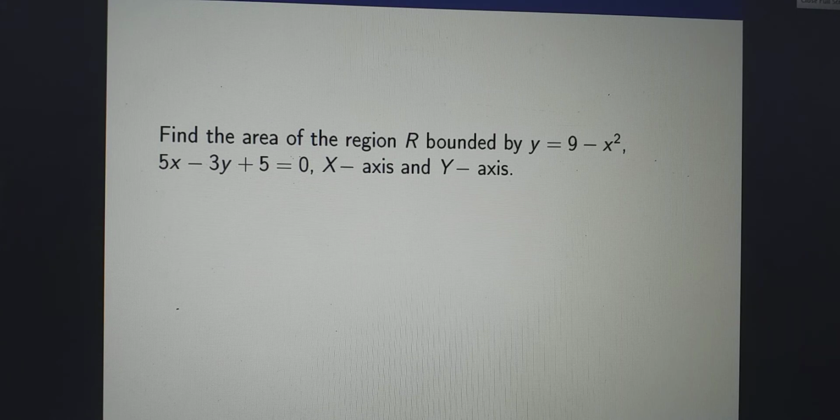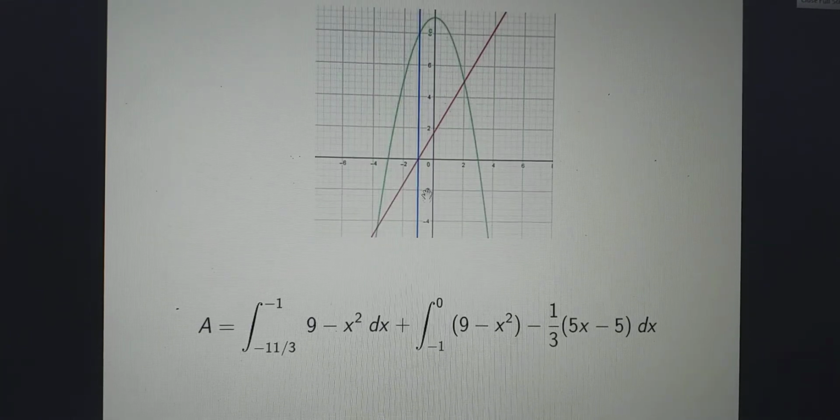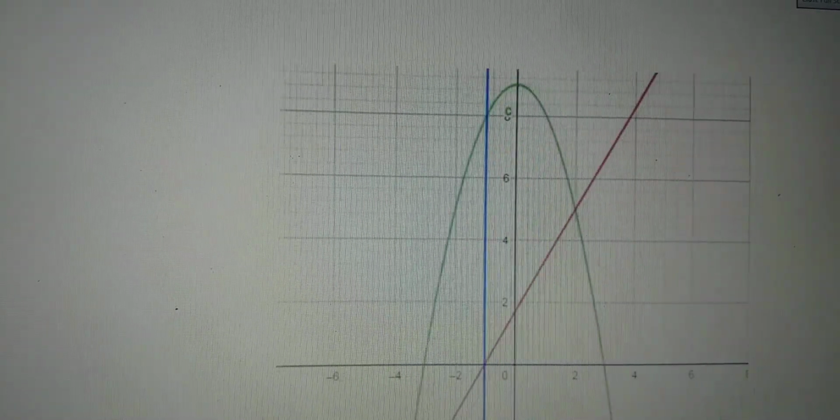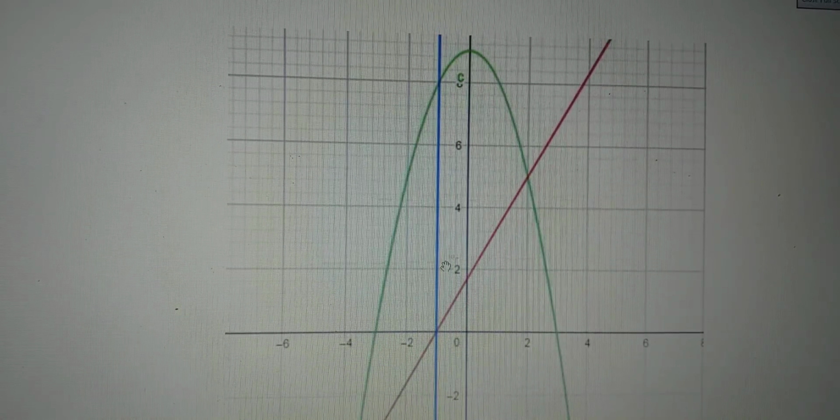Now we will continue with the second example. Find the area of region R bounded by this curve, this line, the x-axis and the y-axis. These are the intersection points, and this is the curve, the bounded region. Okay, we must find the region D, which is this.